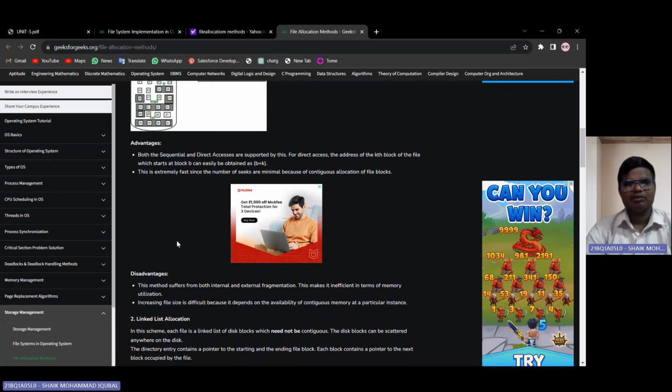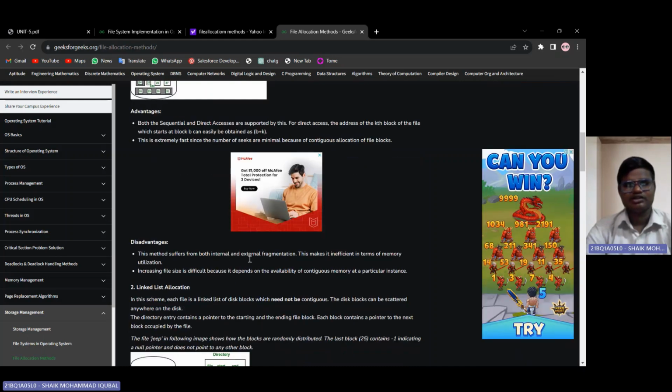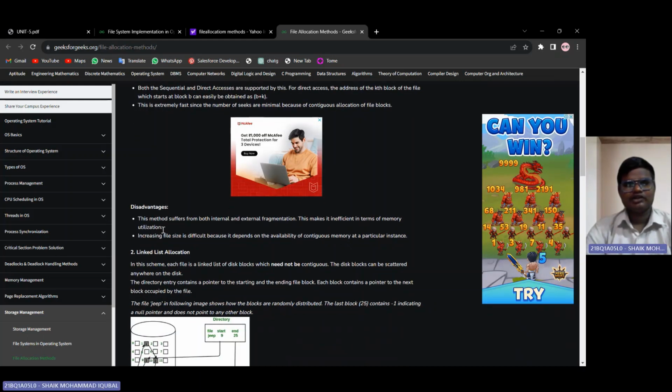Disadvantages: the method suffers from both internal and external fragmentation. This makes it inefficient in terms of memory utilization. Increasing file size is difficult because it depends on the availability of contiguous memory at a particular instance. Let us move to the next one.